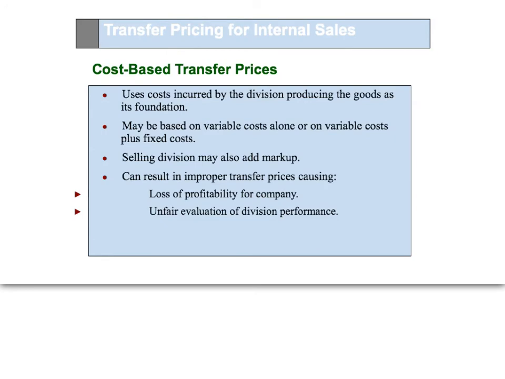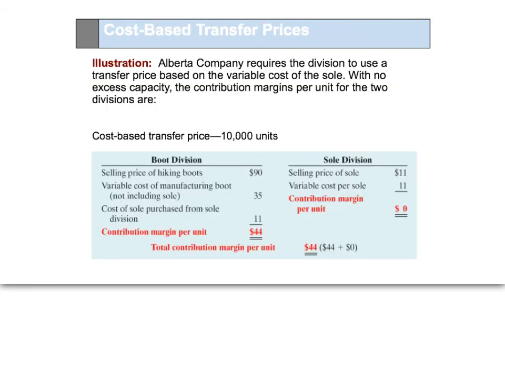Using costs incurred by the division producing the goods as its foundation, we're going to look at cost-based transfer pricing here. It may be based on the variable cost alone or the variable cost plus the fixed costs. What happens here is the selling division adds a markup to the costs that it incurred in producing the product if it has to transfer. But this can result in dysfunctional behavior.